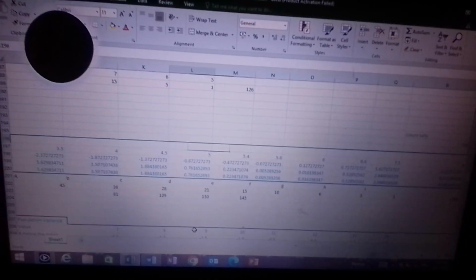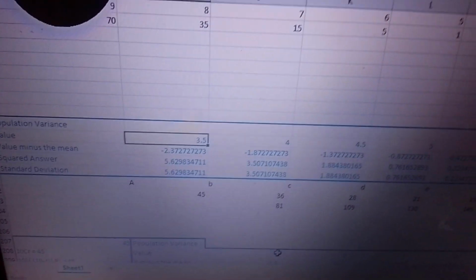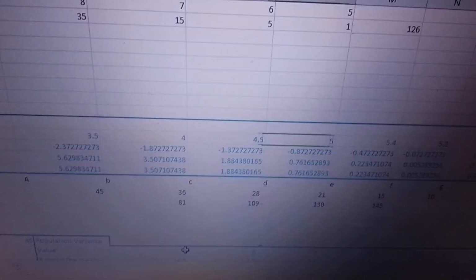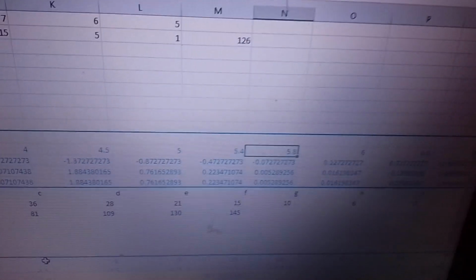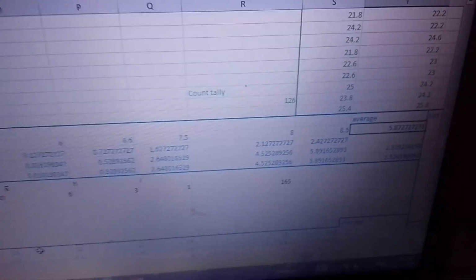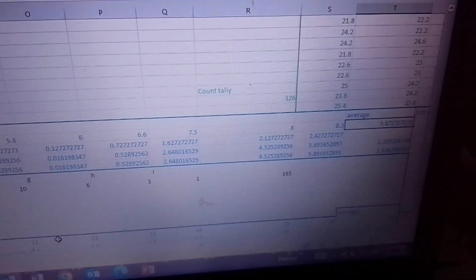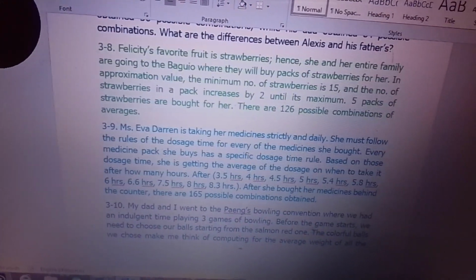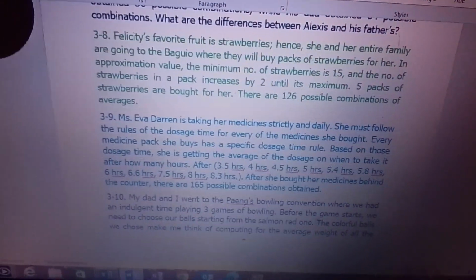And how many numbers is that? Let's count. So we have here 3.5, 1, 2, 3, 4, 5, 6, 7, 8, 9, 10, 11. So there are 11 choices. Pero sabi dito, there are 165 possible combinations obtained. So what does that mean?